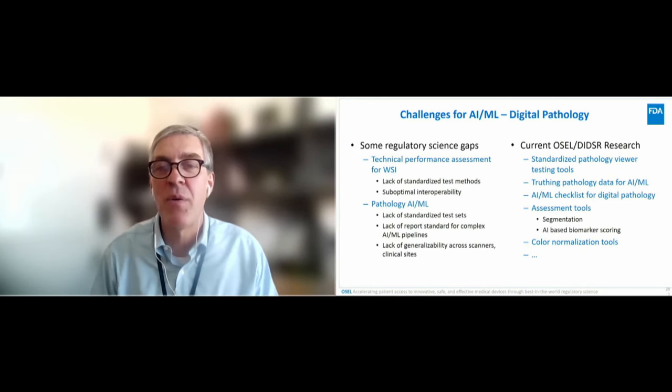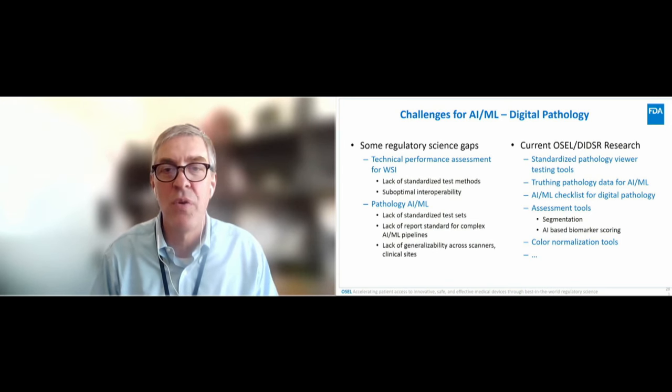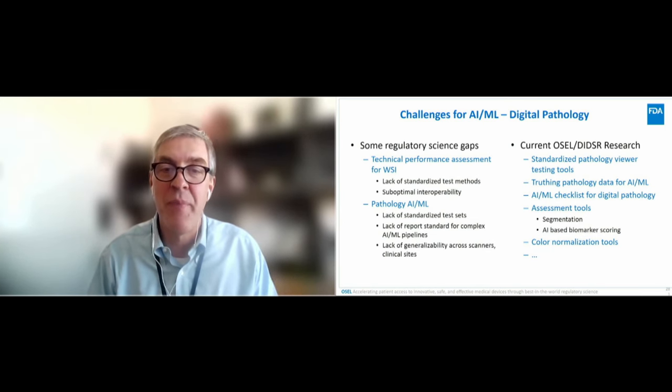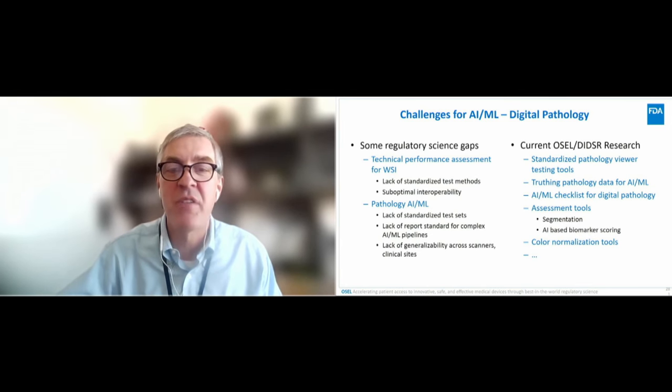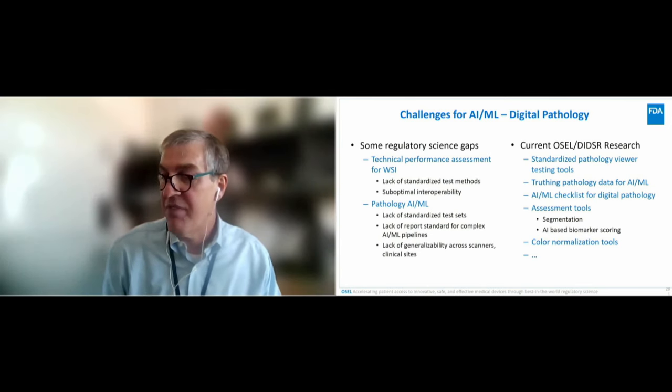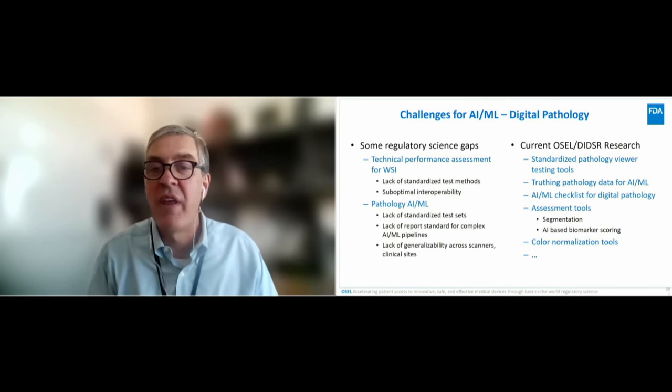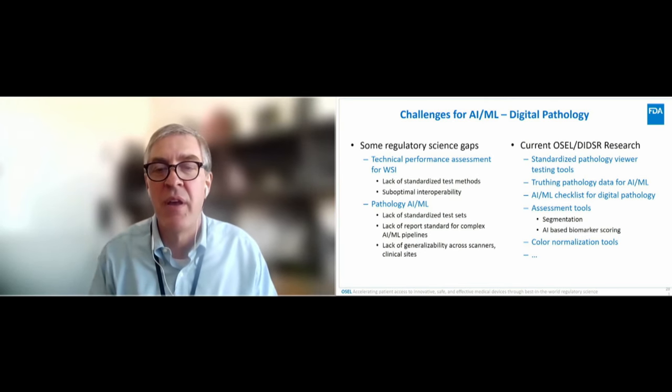So some of the work in my group that we're looking at is trying to develop standardized pathology viewer testing tools, again, to have a standardized approach that all the vendors and all the developers can utilize in order to compare and contrast their pathology viewers. Working on trying to figure out best methods and practices for truthing pathology data, how to deal with the reader variability, the pathologist variability issues when acquiring AIML data, either for training and for testing. Trying to develop an AIML checklist for digital pathology to look at factors to consider and include when assessing or implementing an AIML for pathology.